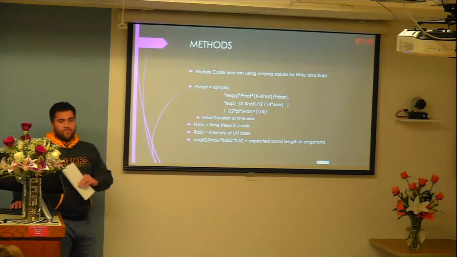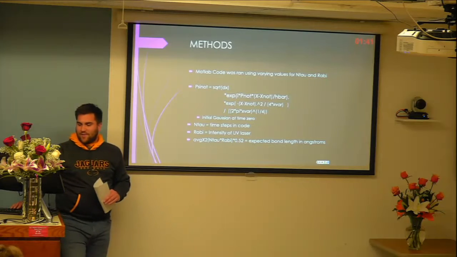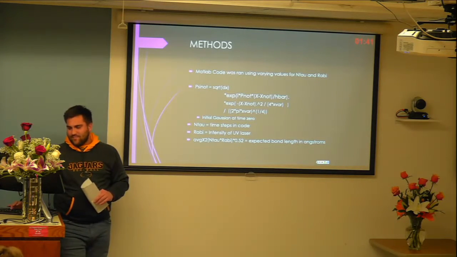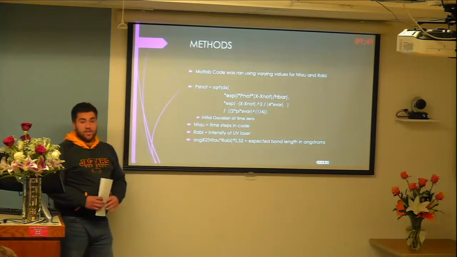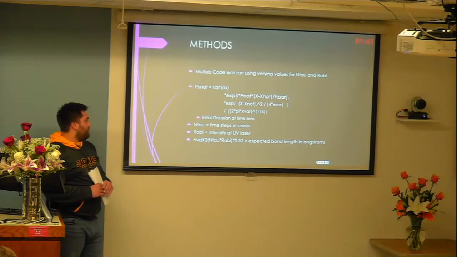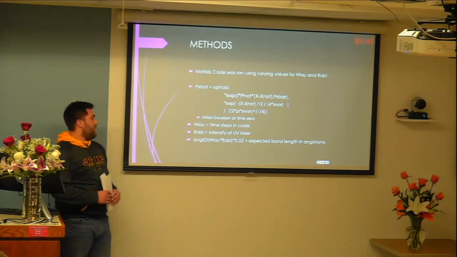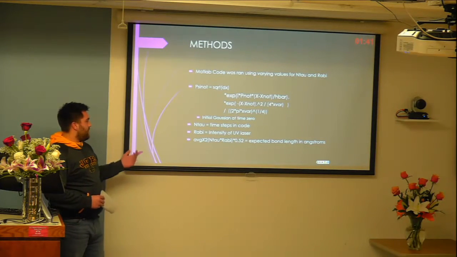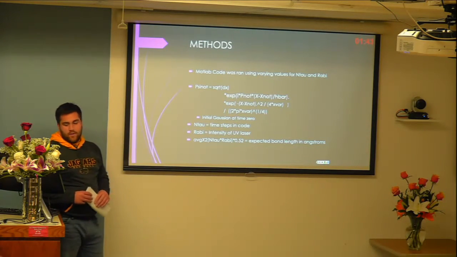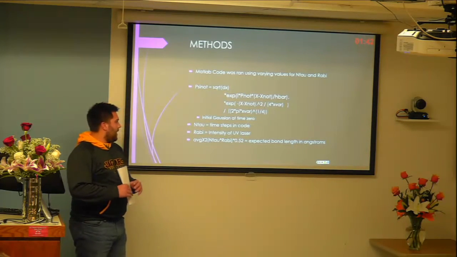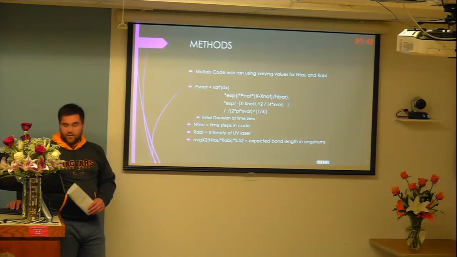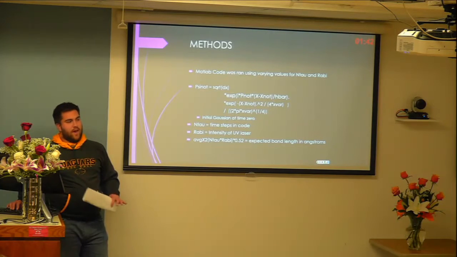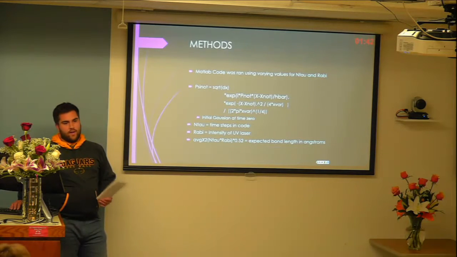Methods used: we use MATLAB. Code was run with a lot of Dimitri's help. We have the initial Gaussian at time 0. The initial momentum was set to 0 as well. Then we altered the n-tau, which is time steps in the code, and then Rabi, which simulated the intensity of our UV laser, and then our expected bond length in angstroms is represented by this equation here. Just a side note, we weren't able to use exact parameters to model our silicon-silicon bonds, but the idea is very similar.